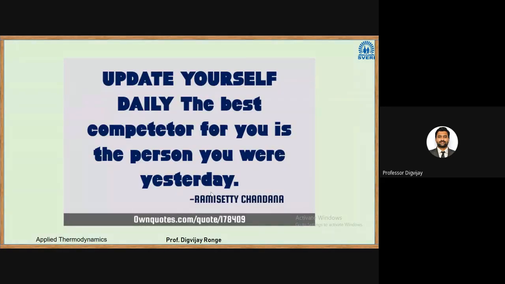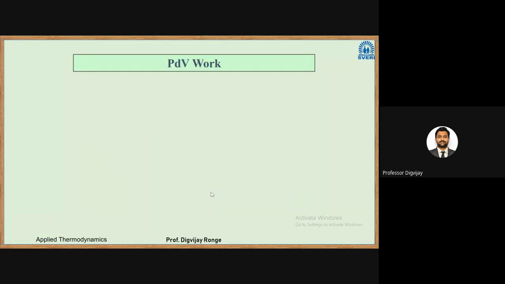So this is a very good thought I came across today. Update yourself daily. The best competitor for you is the person you were yesterday. Okay. So you have to keep track of your goals. The major drawback of this pandemic situation is that we often lose track of our goals in our life. Okay. We may get lost in social media and other things. But keep track of your goals every day. Try to be a better person than who you were yesterday. Okay. So with that, we'll start today's content.